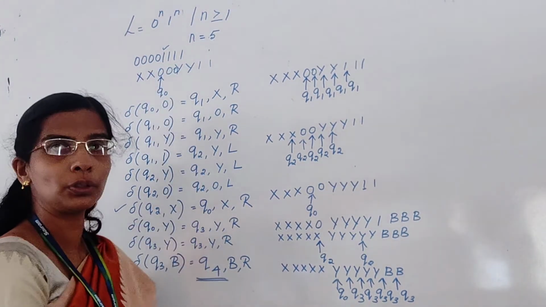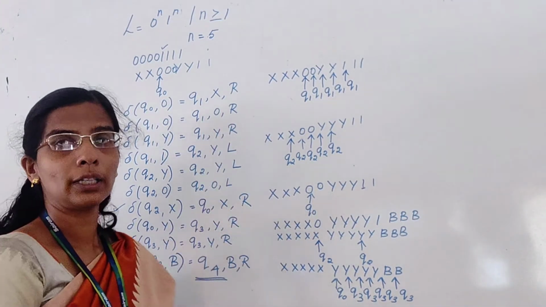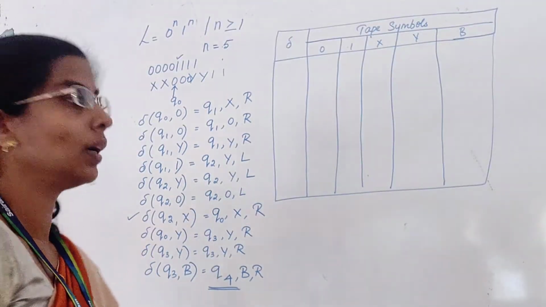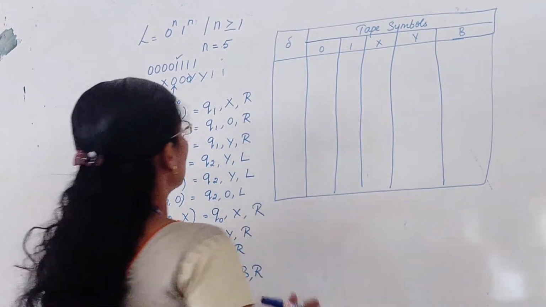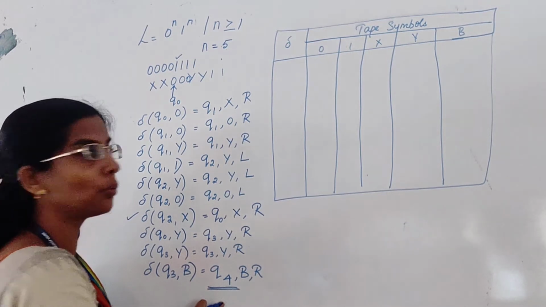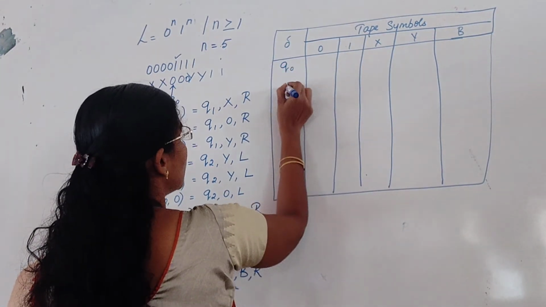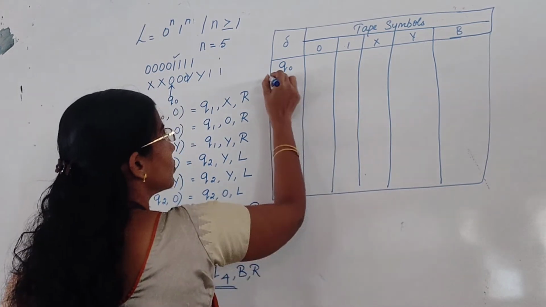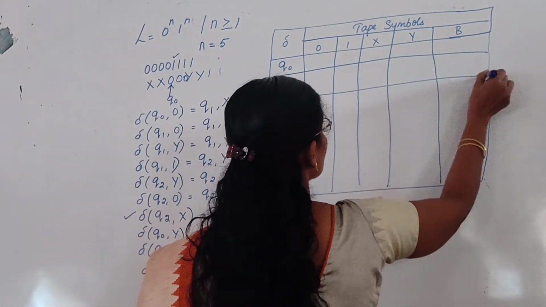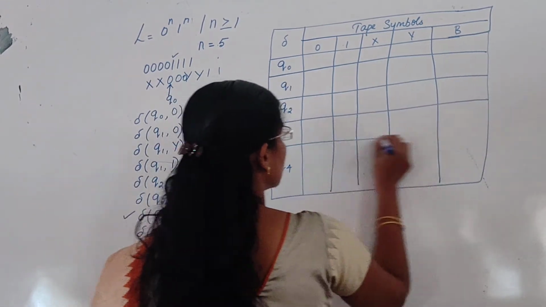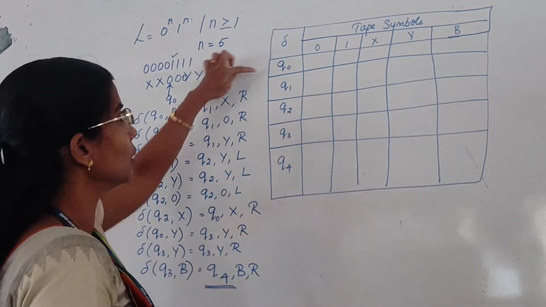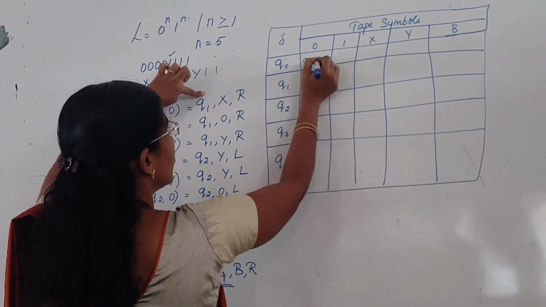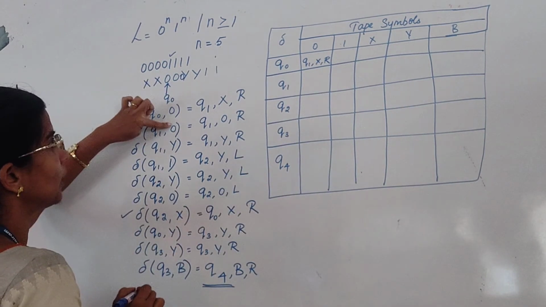Now these are the transitions of your Turing machine. For these transitions, you have to write your transition table and transition diagram. This is the transition table for your Turing machine. So totally how many states do we have? We have till Q4, so I'll write Q0, Q1, Q2, Q3 and Q4. Now you can mark the transitions. Q0 state when it reads 0: Q0 comma 0. What is the transition? Q1 XR.